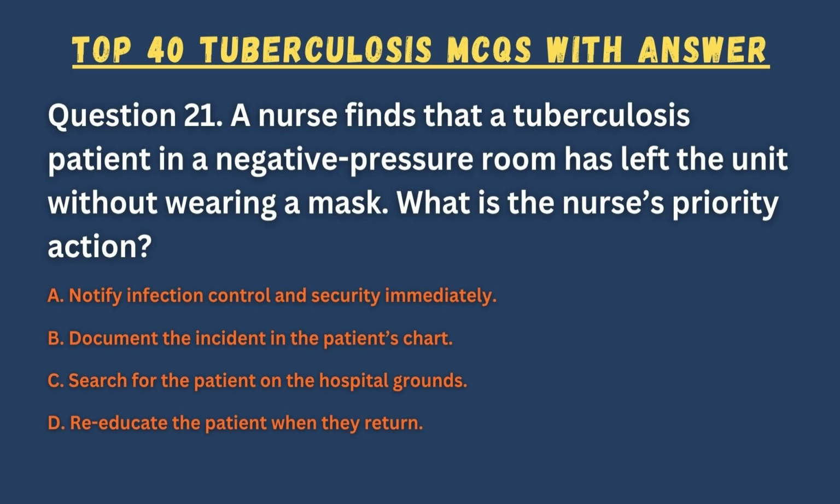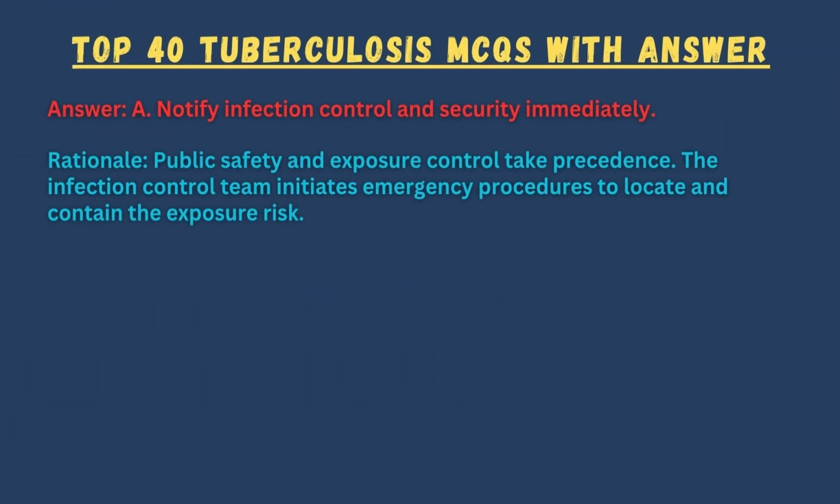Document the incident in the patient's chart. C. Search for the patient on the hospital grounds. D. Re-educate the patient when they return. Answer A. Notify infection control and security immediately. Rationale. Public safety and exposure control take precedence. The infection control team initiates emergency procedures to locate and contain the exposure risk.